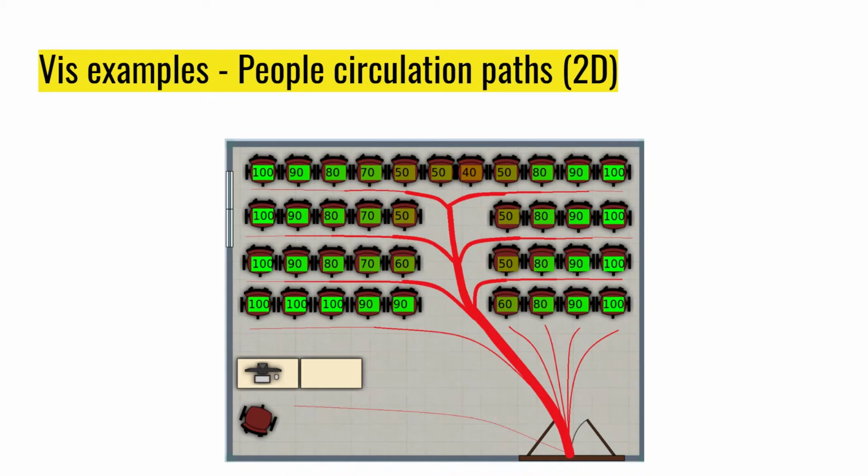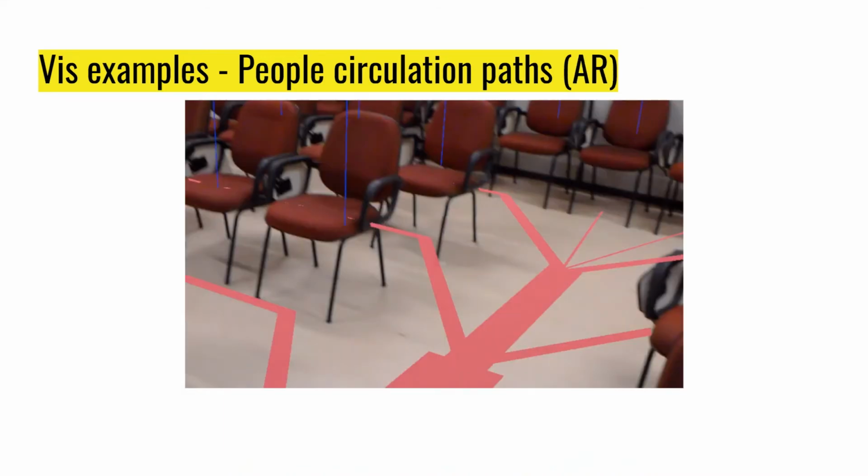Here, these scores represent how much do people circulate in front of each seat. The intention is to help someone choose a seat where other attendees won't disturb the user by passing in front of them. The thickness of the line indicates the amount of people. Same view in augmented reality, where the red lines are projected directly onto the floor.